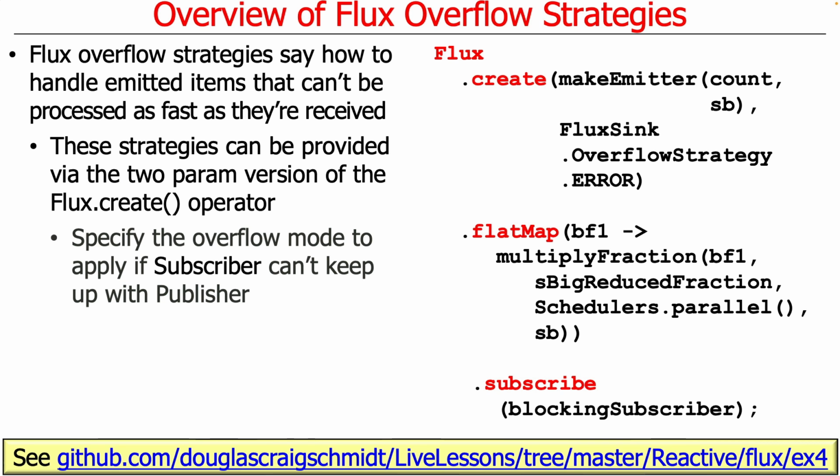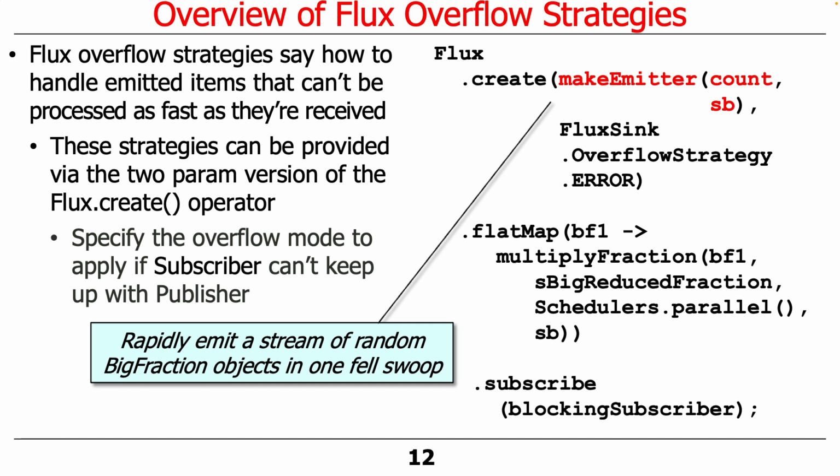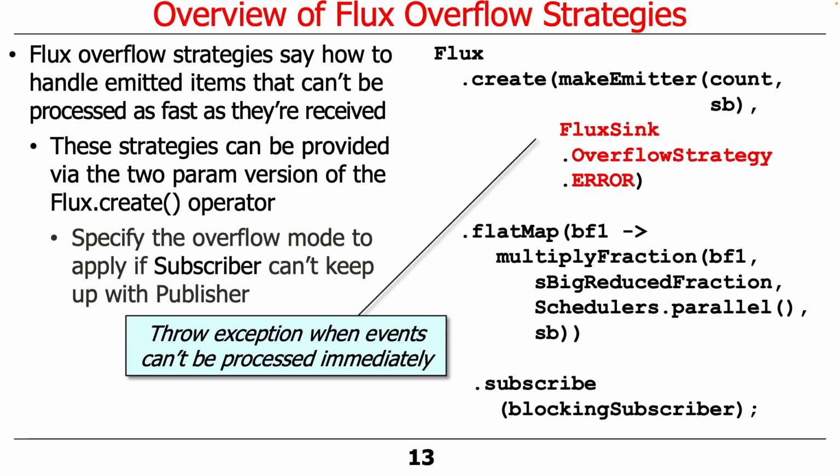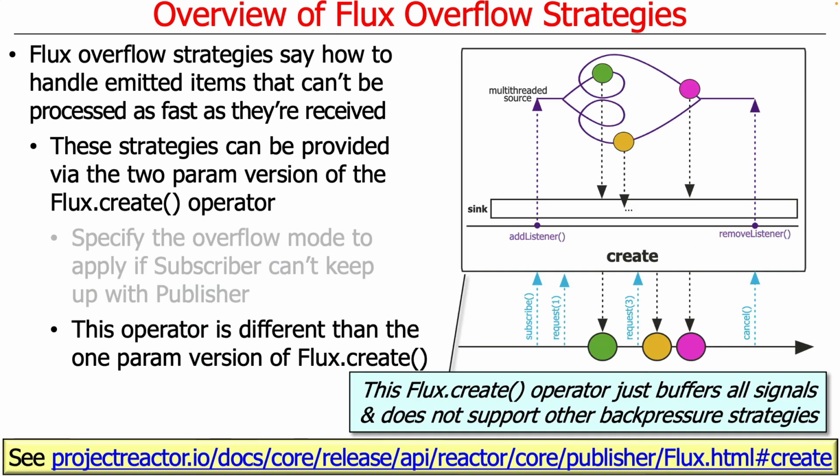Well, as you can see here, we're going to use the parallel scheduler. So whatever the emitter is, it's going to run in one pool of threads, and then the subscriber is going to run in a different pool of threads. And maybe it can keep up, maybe it can't, depending on a bunch of different factors. So we make the emitter generate a stream of random big fraction objects that'll come zipping out as quickly as they can be generated. And then we say, hey, if we can't keep up, throw this error. Maybe not the best strategy, but that's what it's going to do because that's what we designated it to do.